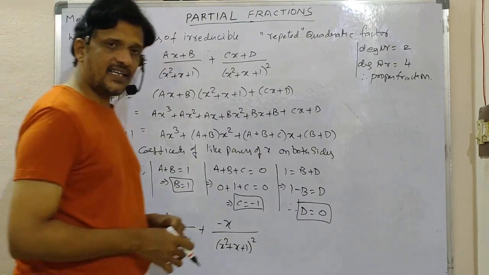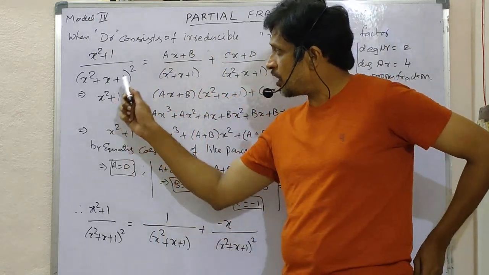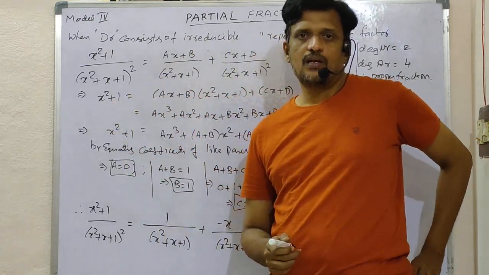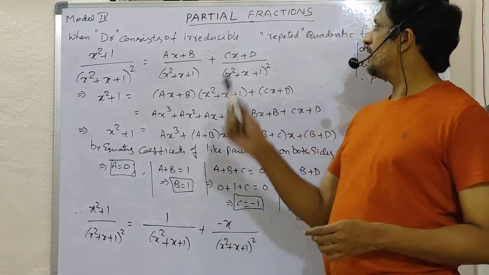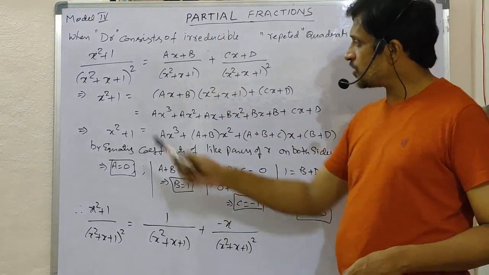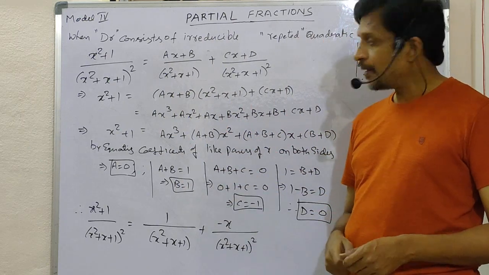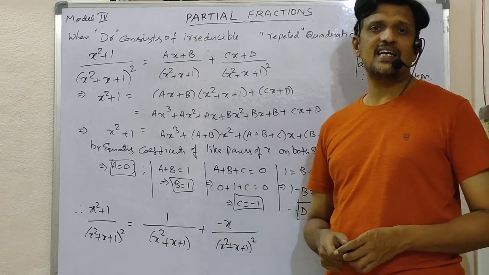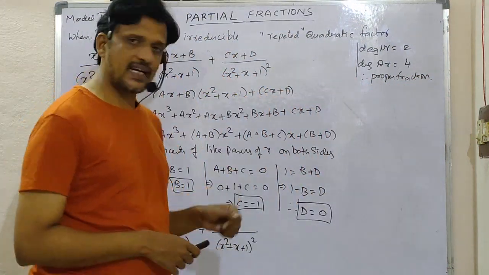So here the denominator is an irreducible quadratic factor, but whole square is given. That is why it is called repeated irreducible quadratic factor. Then corresponding to this, you will get the partial fractions like this. Take the LCM and simplify. By equating the like powers of x on either side, you can calculate the values of a, b, c and d. Then you can write like this.